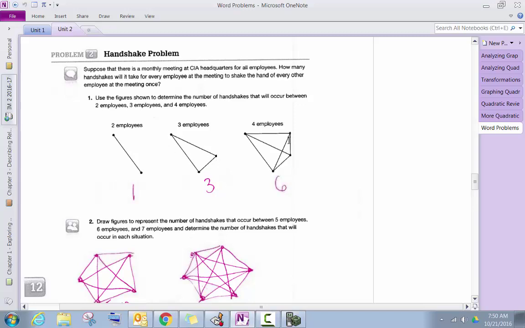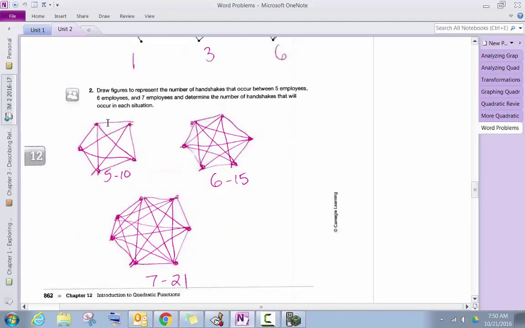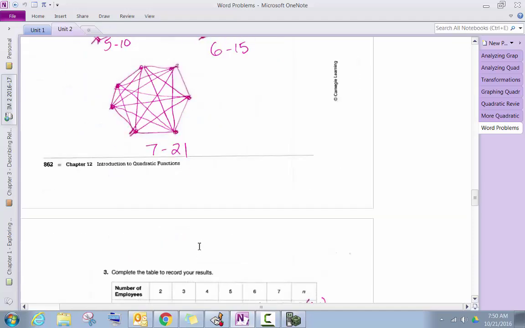So there's 3. If there's 4 employees, we have 6. So if we want to do that for 5 employees, 6 employees, and 7 employees, draw out 5 dots, 6 dots, and 7 dots, and connect them all, and count how many lines you have. With 5, we had 10 lines. With 6 dots, we had 15 lines. And with 7 dots, we had 21 lines.